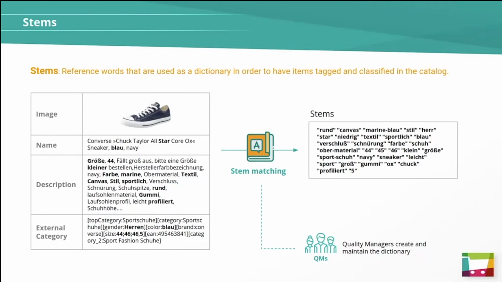So by getting the item on the left, for example, after applying stem matching or keyword extraction, we only end up with the box on the left. So out of all this text, it is only summarized by these keywords. And this is really nice because we have a way of actually summarizing every text that we get into the system. Thanks to QM, who have created this dictionary of, in Germany, more than 300,000 keywords.